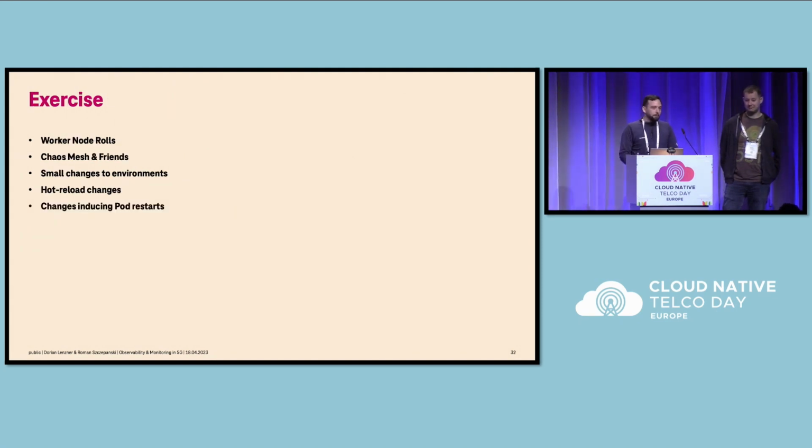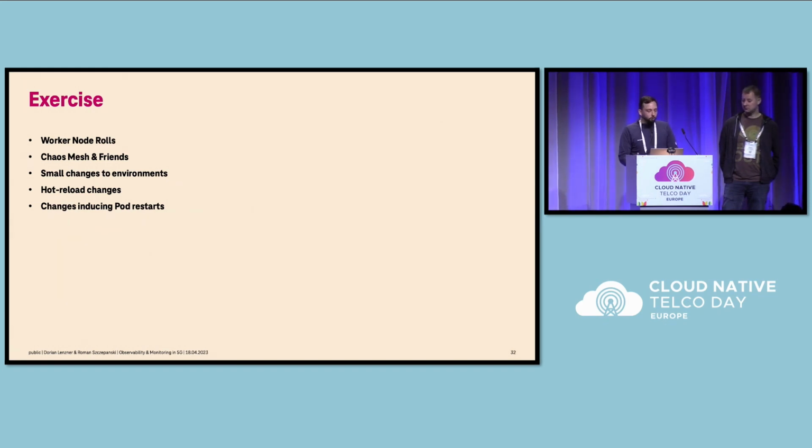And of course, one thing you have to do is exercise. You need to do worker node roles. That means replacing old machines with new machines, but with probably a higher kernel patch level or something else changed. You have stuff like Chaos Mesh and friends to do some chaos testing, just kill some pods, see if the application is as resilient as you're hoping it to be.